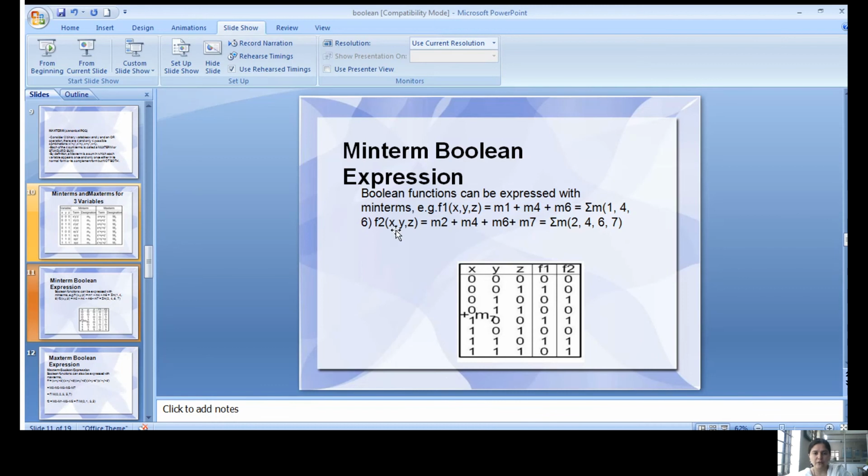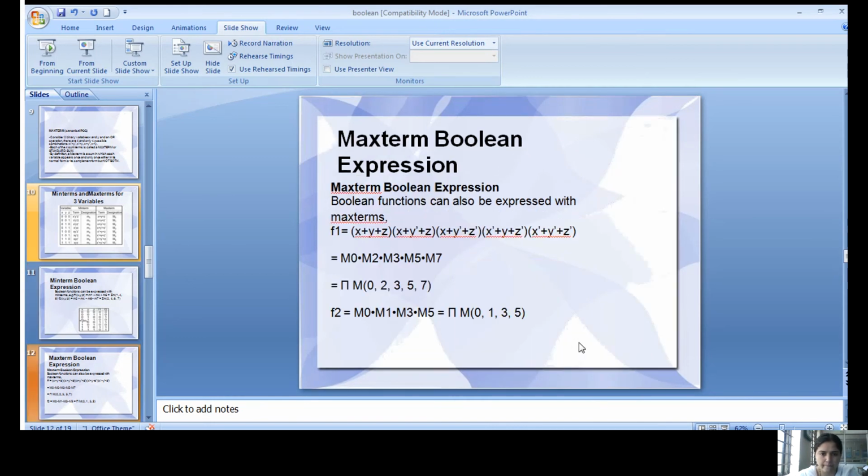Okay. Next, f2 of x, y, z is given as 2, 4, 6, 7. That means the output is 1 at 2, at 4, at 6 and at 7. So you can see here 2, 4, 6, 7 it is 1. Rest all will be 0. Okay. In this way, you will be writing the min term Boolean expression.